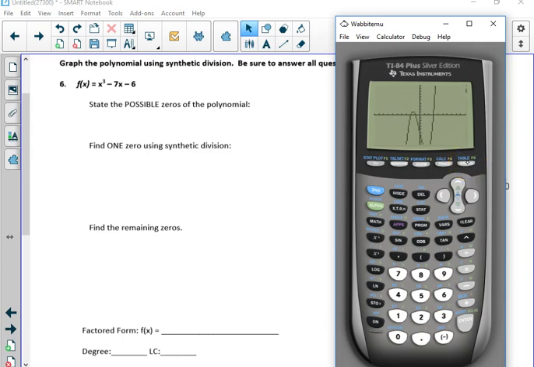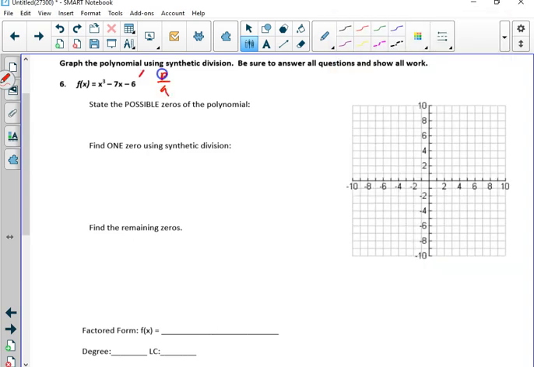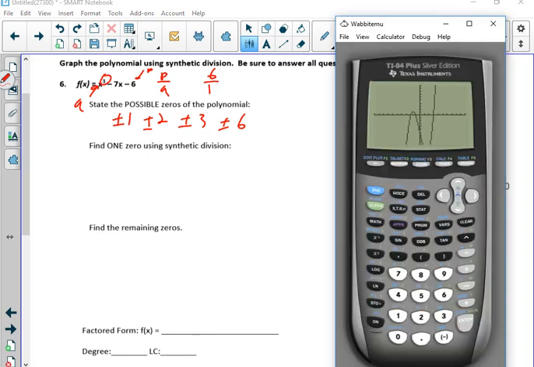Okay? Now, it says all the possible zeros of the polynomial. But remember, that's where we do p over q. And p comes from the constant, and q comes from the coefficient of the first term. All right? That means we're looking at 6 over 1. So we write them, remember, as plus and minus 1, plus and minus 2, plus and minus 3, plus and minus 6. Now, that's 8 different possible zeros. Obviously, being a cubic function, we're only going to have 3 zeros. And if we look at our graph, we can see where they are.